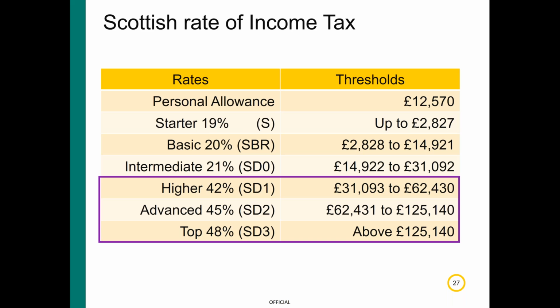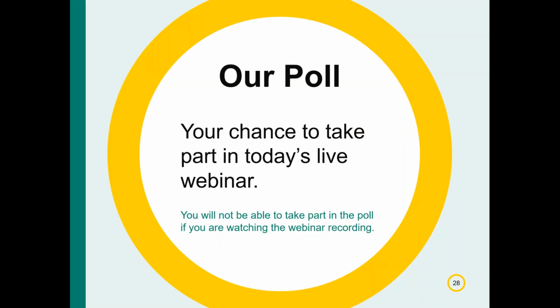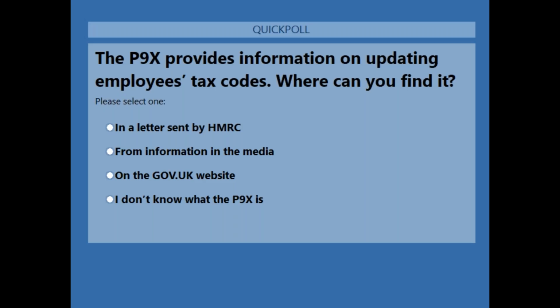And at this point now, we'll have our final polling question. And I'll launch that question on the screen for you now. And that question on the screen now is, the P9X provides information on updating employees' tax codes. Where can you find it? So please select one from, is it in a letter sent by HMRC, from information in the media, on the gov.uk website, or you don't know what the P9X is.